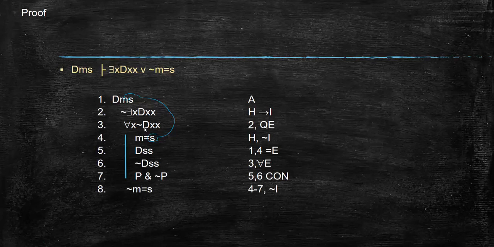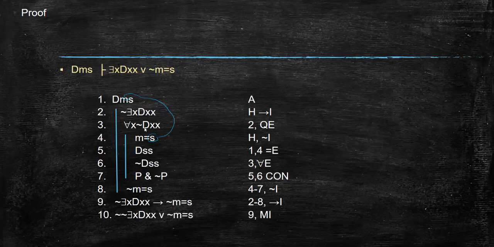assert it's not the case that m equals s by 4 through 7 negation introduction, and as a result we can assert that if it's not the case that there exists an x dxx, then it's not the case that m equals s by conditional introduction. Now of course that's not what we wanted to prove, but through material implication we can demonstrate that it's not the case that there exists an x dxx or not m equals s, and finally by double negation we can have our result.